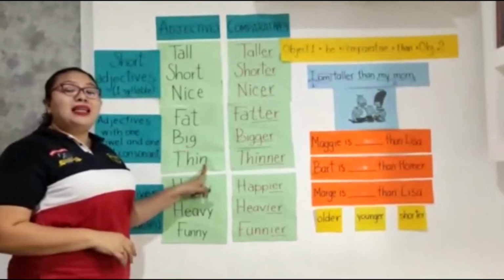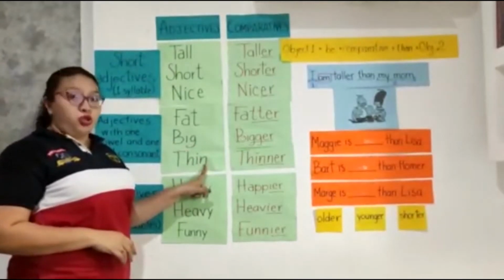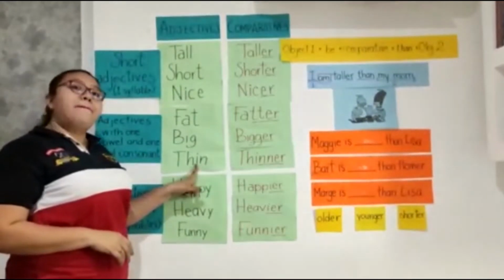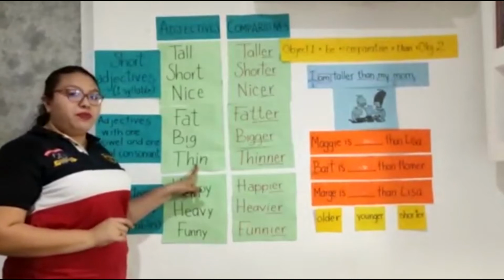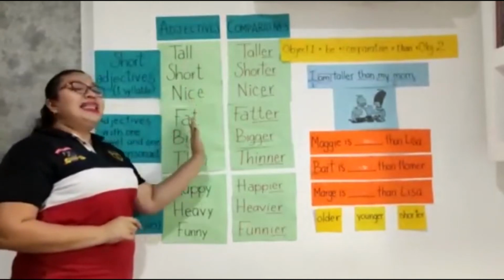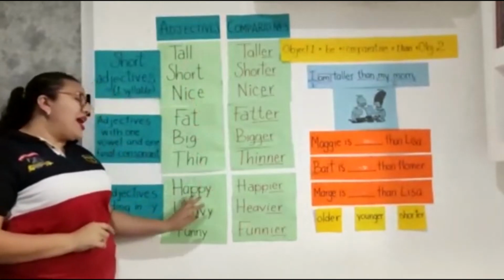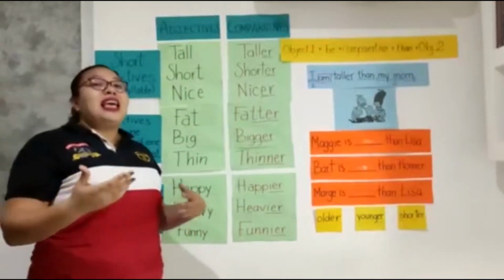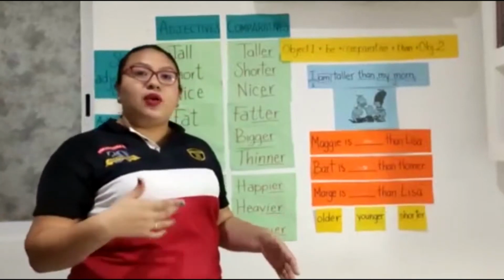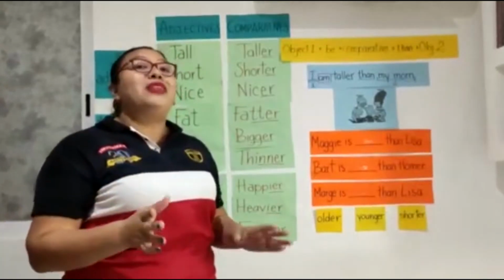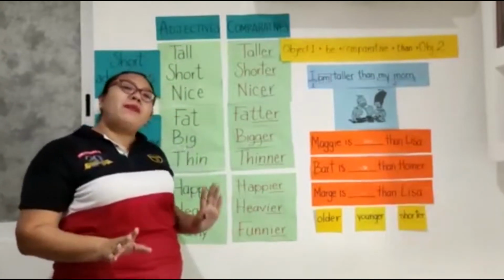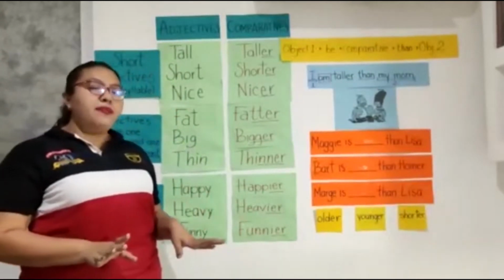Here, the N is a consonant. And the I is a vowel. Very good. Okay. Now, in this section, we have three adjectives that don't have one syllable, but they are going to follow the rule. There are some exceptions. Okay?